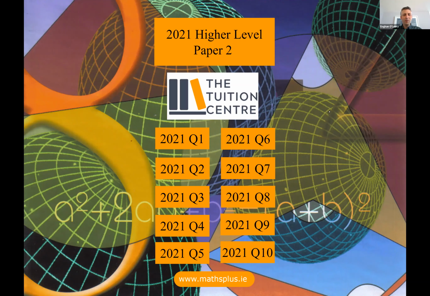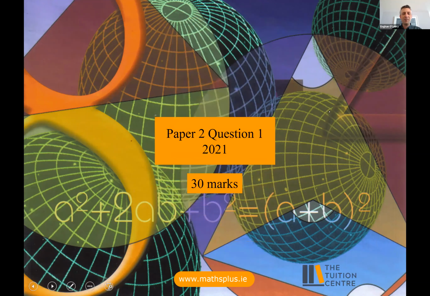Well done to all of you who've completed the 2021 higher level paper 2 maths pre-exam from the tuition center. We're going to go through the 10 questions here and their solutions and the marks given to each of the questions. Let's start off here with question 1, a 30-mark question, as all of the 6 short questions are this year.